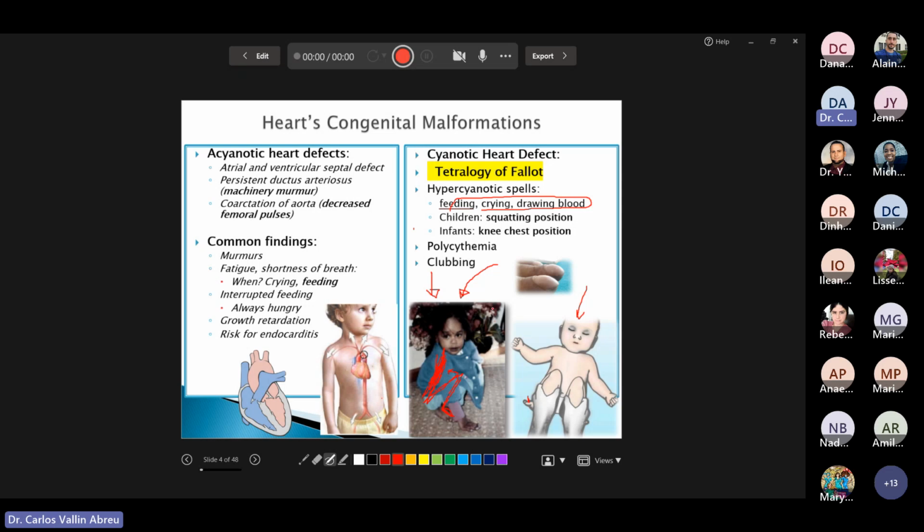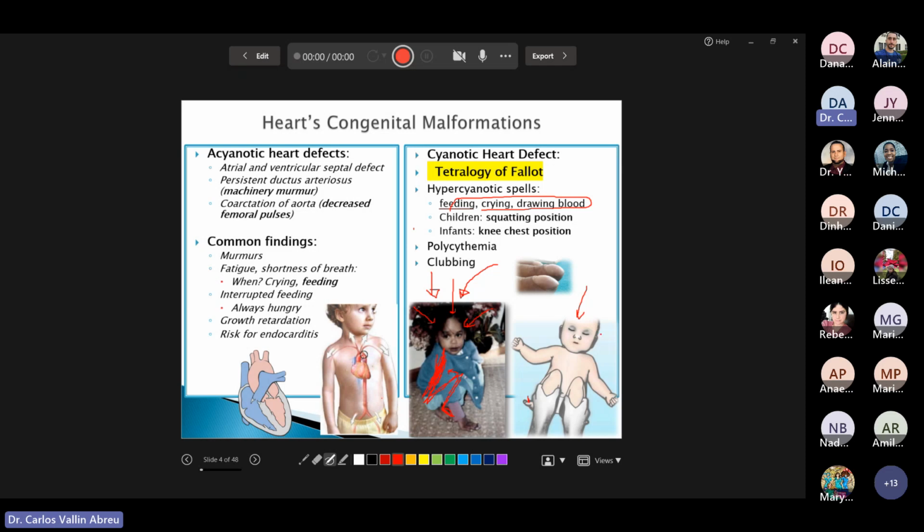So in two words, if you see that the child is developing a hypercyanotic spell because was running, and you see the child squatting, respect the position. This is the answer of this question. Leave the child in this position. This position improves the cyanosis.